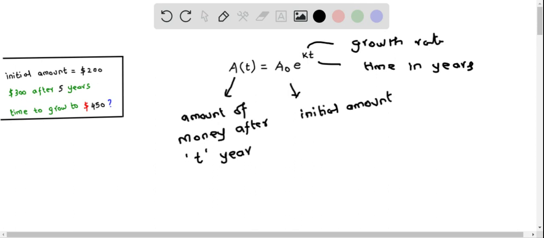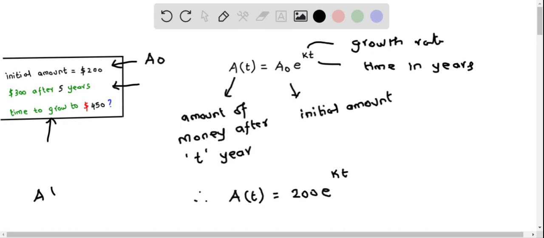So let's utilize the given information to find the time it takes for the money to grow to $450. First, let's put this initial amount. This is represented by A naught in the amount function. So I can put A of t equals 200 e raised to the power of kt. Now let's use the second information, which says that the money grows to $300 after 5 years. That is A of t equals 300 when t equals 5.